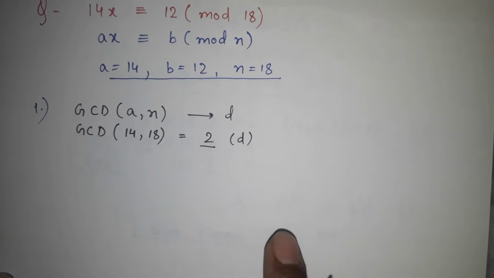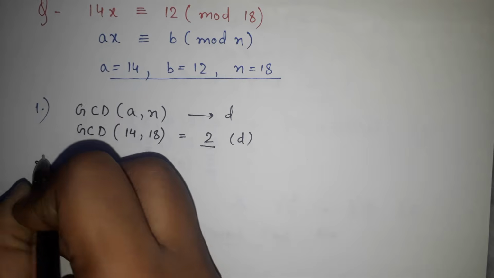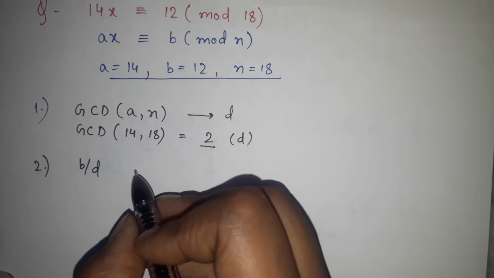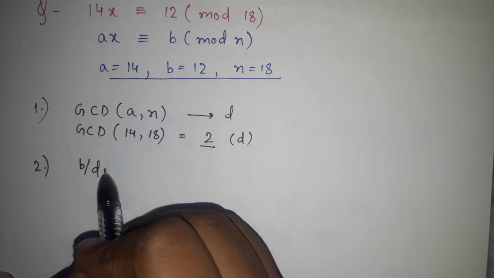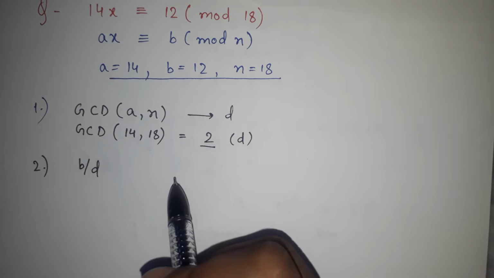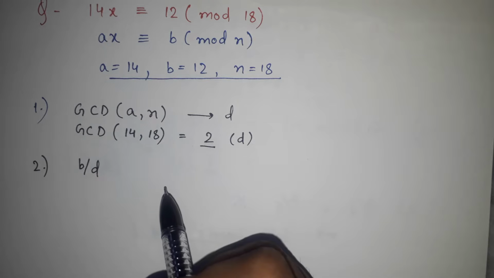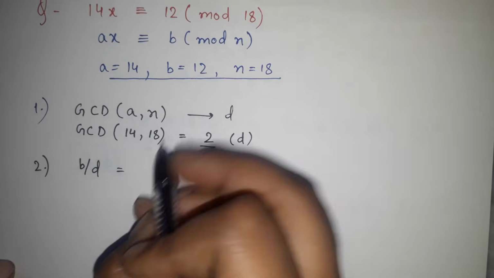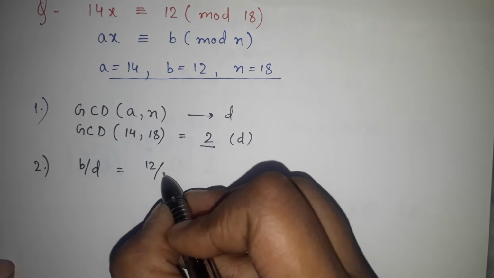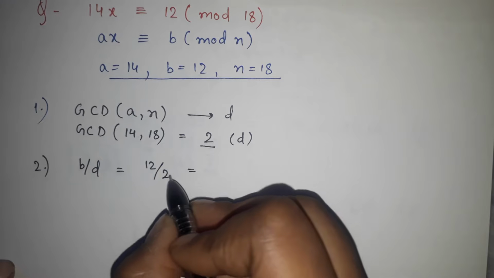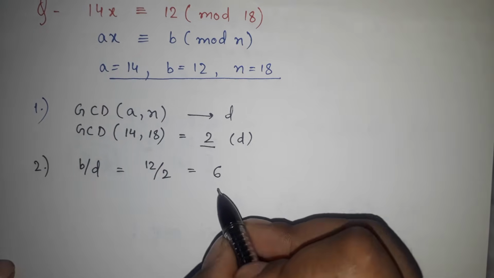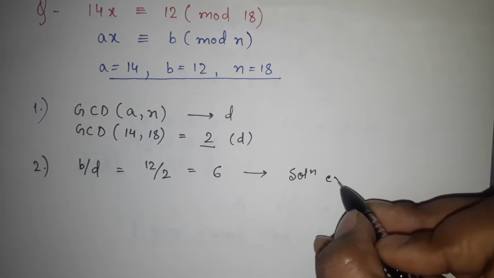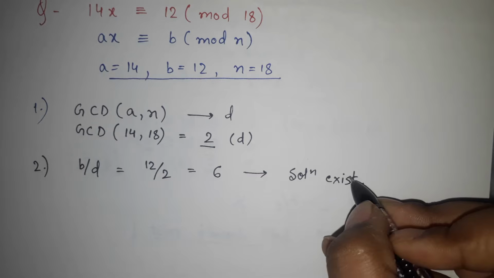The second step is to compute b by d. If b by d gives an exact whole number, the solution exists; otherwise the solution doesn't exist. In my case, b is 12 and d we found is 2, so 12 divided by 2 is 6. It is a whole number, so I can say that yes, the solution does exist.